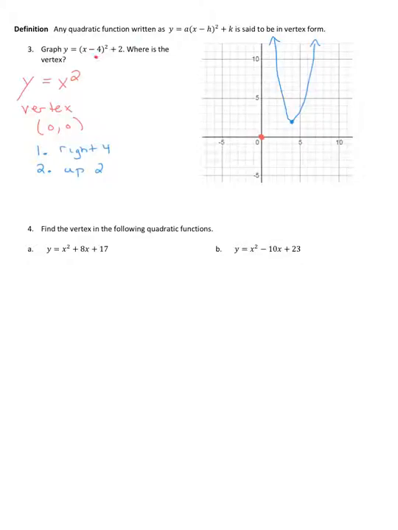So the point of dealing with a quadratic in vertex form is you can easily understand its graph by transformations. Furthermore, if you set it equal to 0, it's very easy to solve an equation of that form.